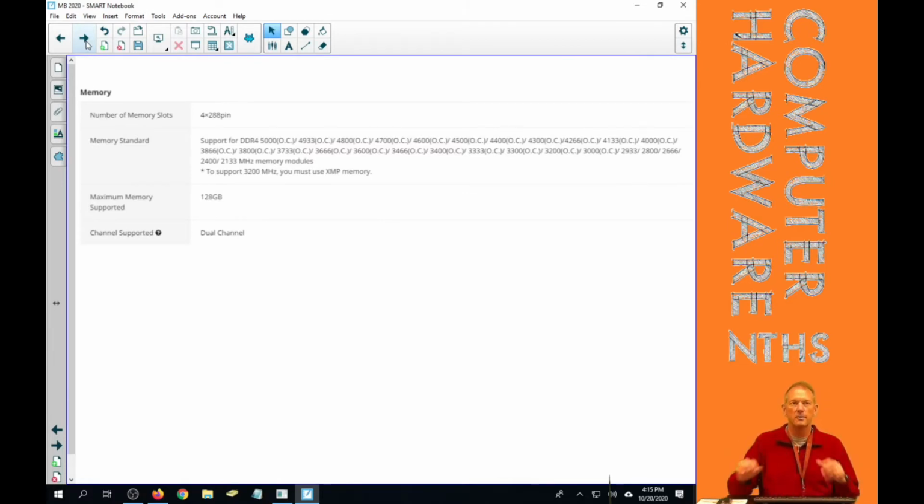So we're going to look a little bit at this spec list right here. As we look at this, you can see that it has 4 memory slots, takes as much as 128 gig of RAM. But what's the speed that fits in it? And every one of these slashes is a different kind of memory that you can put in it. This is a list of all of them. So this particular motherboard takes all DDR4s, but let's look at the list. So it says it supports DDR4 5000, parentheses OC, and then there's a slash. So that is one kind of RAM.